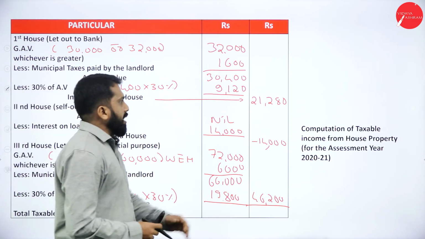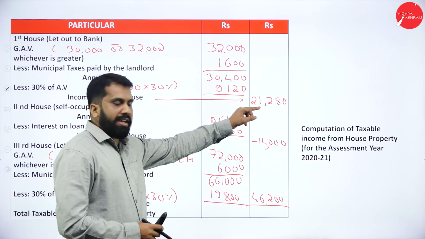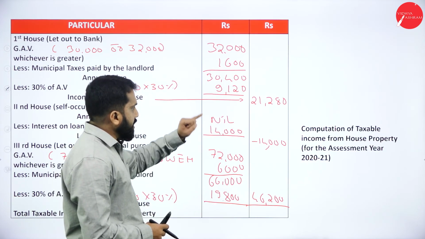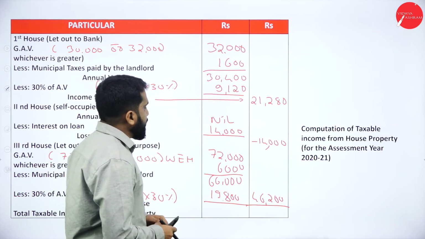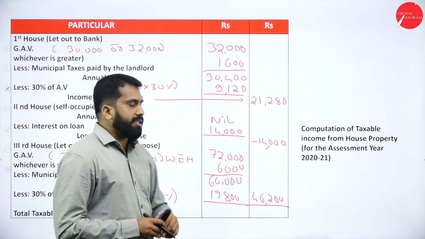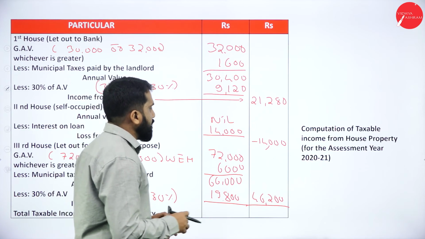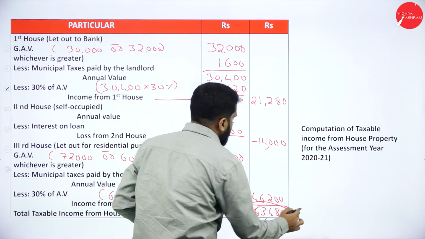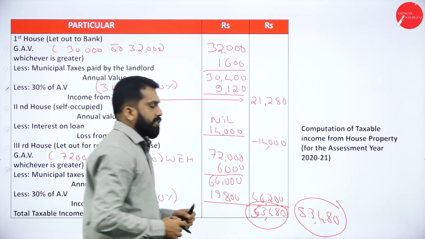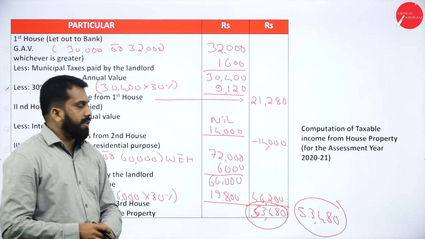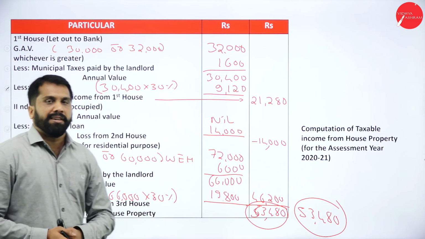Now, what is your answer? 21,280 plus 46,200 will be 67,480. 67,480 minus 14,000, your final answer is 53,480. So this is all about your answer. Like this, we are supposed to calculate.